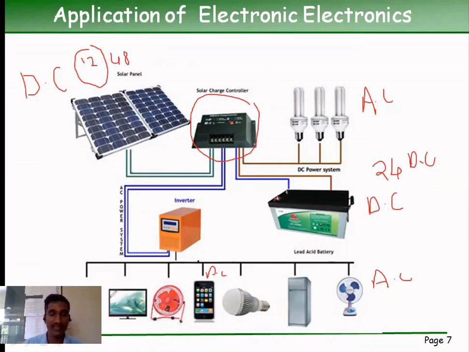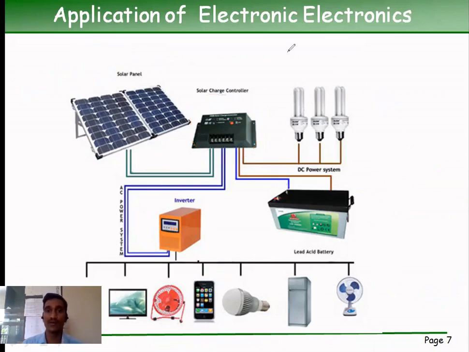Again, various applications require different types of AC. Suppose this fan requires 230 volt AC. Again, at that time this power electronics converts the DC voltage to the AC. That is an inverter application. So these are some applications of the power electronics.